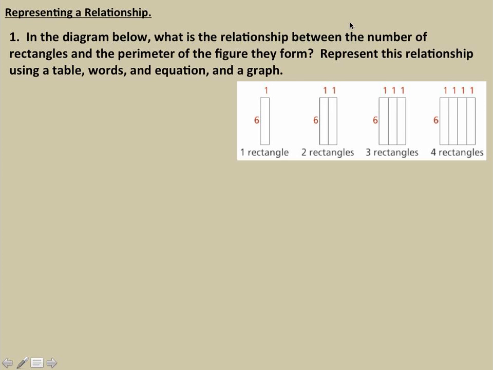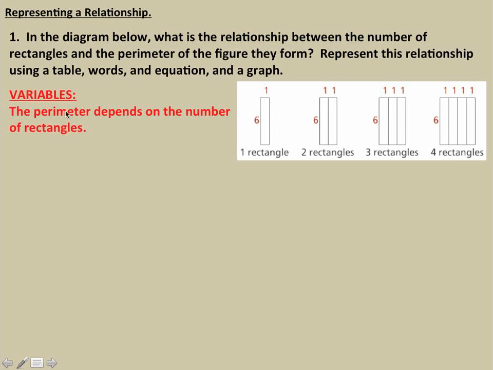Diagram below, what is the relationship between the number of rectangles and the perimeter of the figure they form? Perimeter, distance around. Represent this relationship using a table, words, an equation, and a graph. All right, so look at this rectangle. It's a rectangle, so if this is 1, this is 1. If this is 6, that's 6, right? If you add up all the sides, not just these 2 sides, all 4 sides, perimeter.